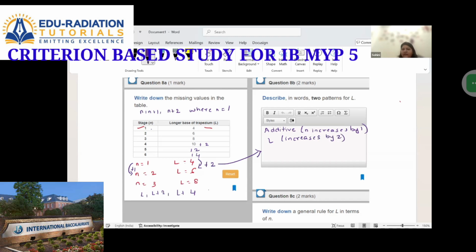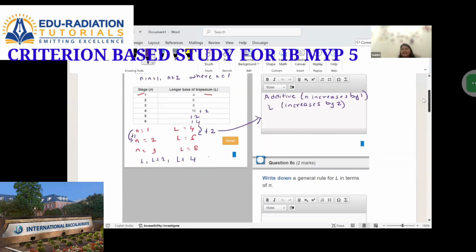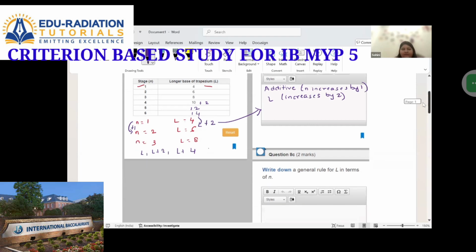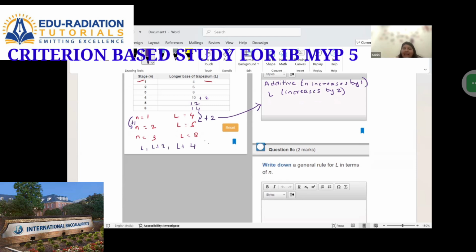The first one is very simple. For the next one, I will first try to figure out this part, and then I'll get the pattern. That's the only way we can get it easily. So it says we have to write down a general rule for L in terms of n. What is the thing that I saw? Whenever n increases by 1, L will increase by 2. So it is obvious that if I want to find it out that way, I can simply use this formula: L is 2 times n plus 2, because as and when we increase, L is nothing but 2n plus 2.